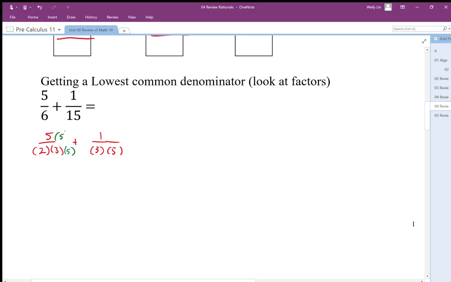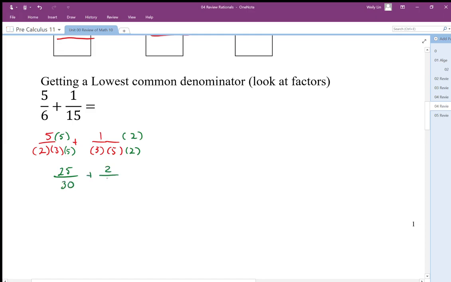I have to still make sure that the numerator is the same, and I can do the same here. This fraction on the right hand side is missing a factor of 2, so he needs that same factor to make this common, but then he needs to also balance the fraction. So once we found the common denominator and balanced the fractions, now we can say that we have a common denominator. In this case, the common denominator works out to be 30.